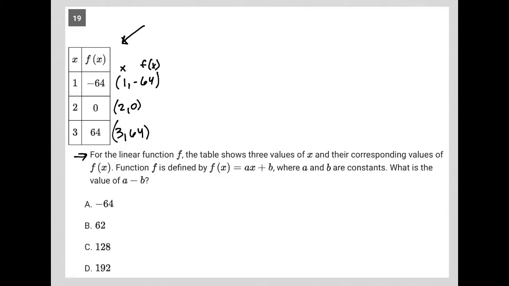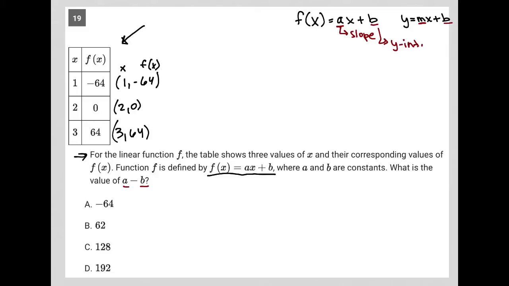Function f is defined by f of x equals ax plus b. I'm going to write that down. F of x equals ax plus b. This looks a lot like y equals mx plus b. In fact, it's exactly the same in terms of format and structure. So that means a and m are the same. So a must be our slope. And b is our y-intercept, as usual. All right, so where a and b are constants, what is the value of a minus b?